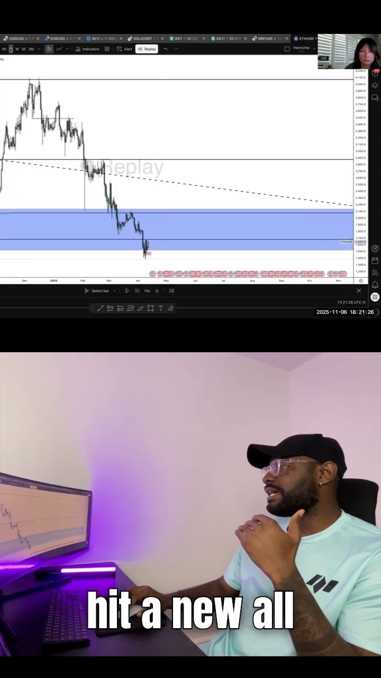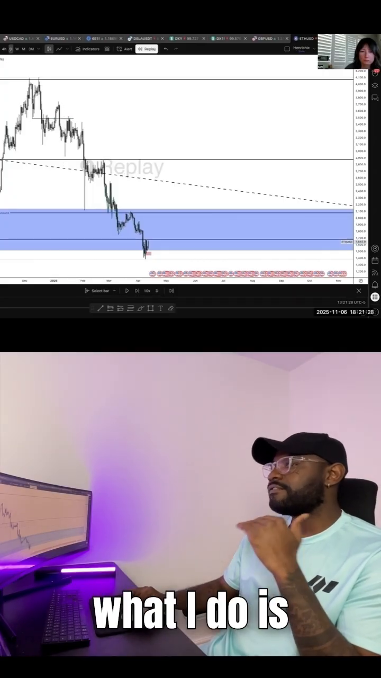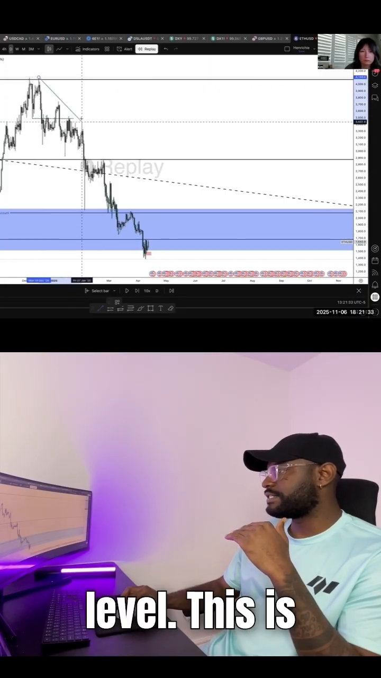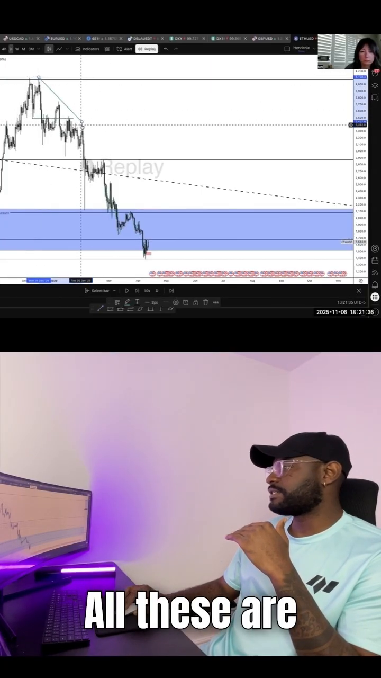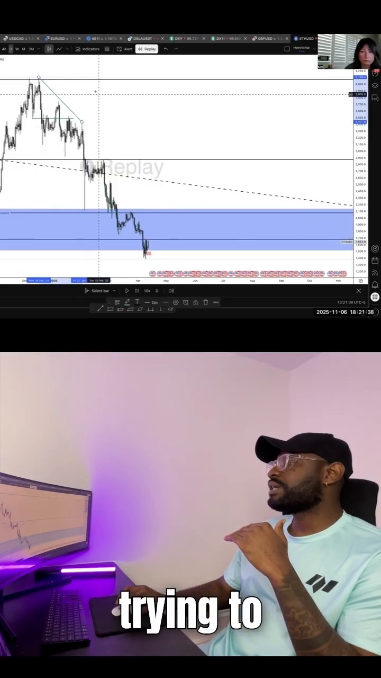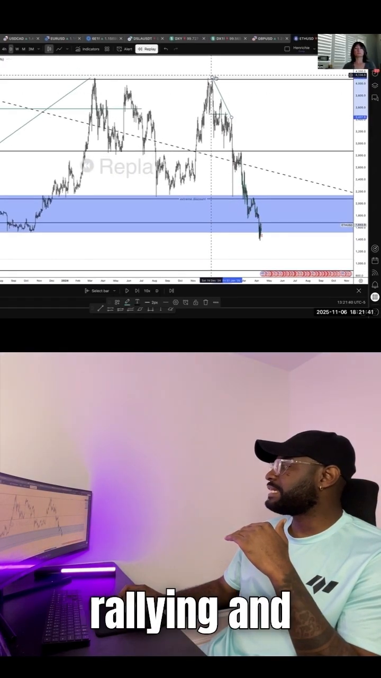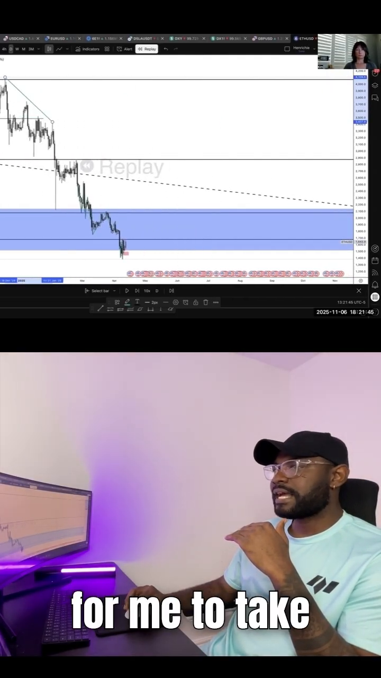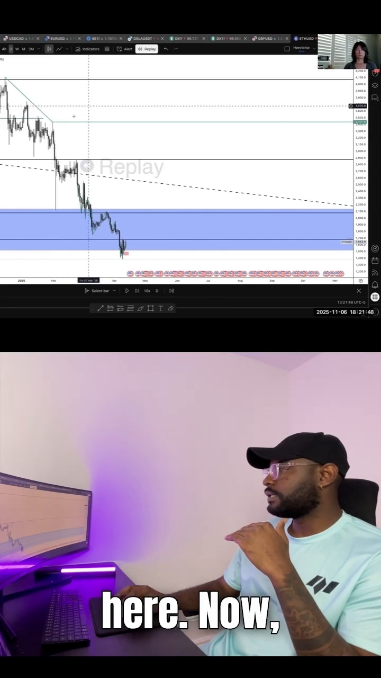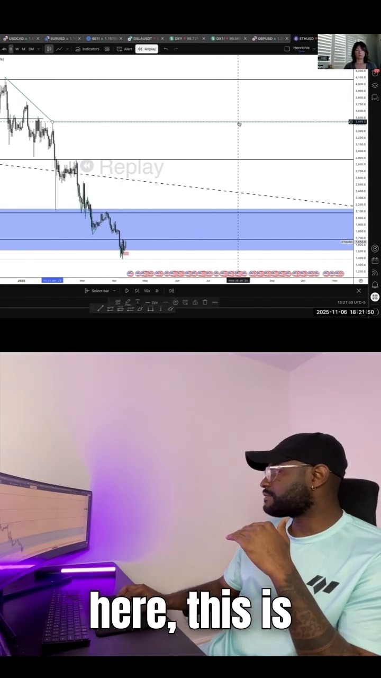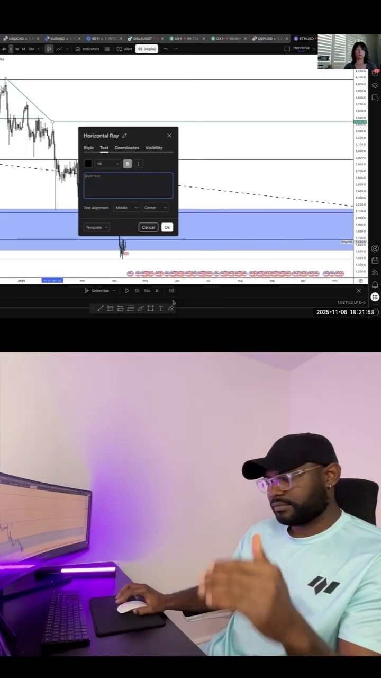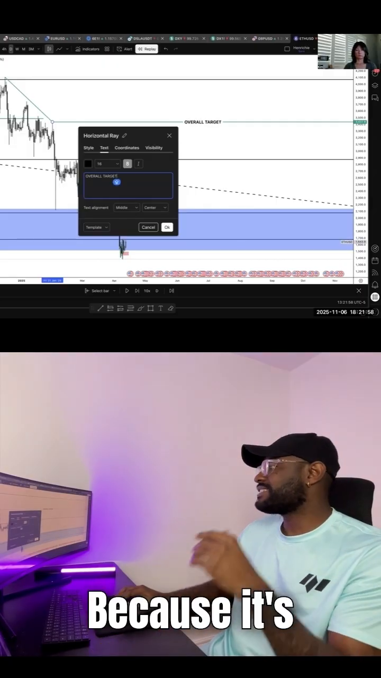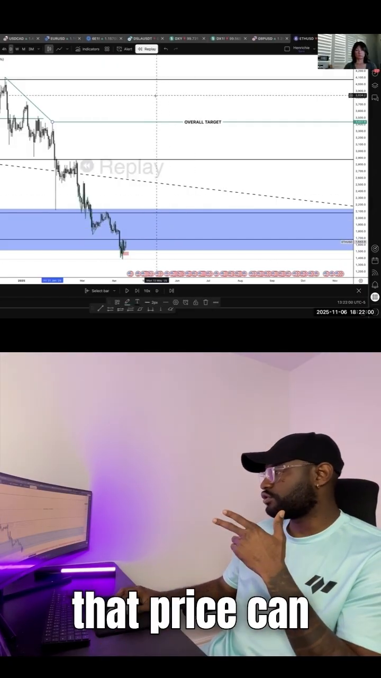So what I do is I'm looking for the lowest hanging fruit objective that is using this level. This is low resistance. All these are low resistance liquidity. So instead of me trying to predict that price will keep rallying and take this one and hit a new all-time high, it's better for me to take it out from here. Now, while I'm targeting here, this is my overall target for the trade. Because it's an easy level that price can smash into.